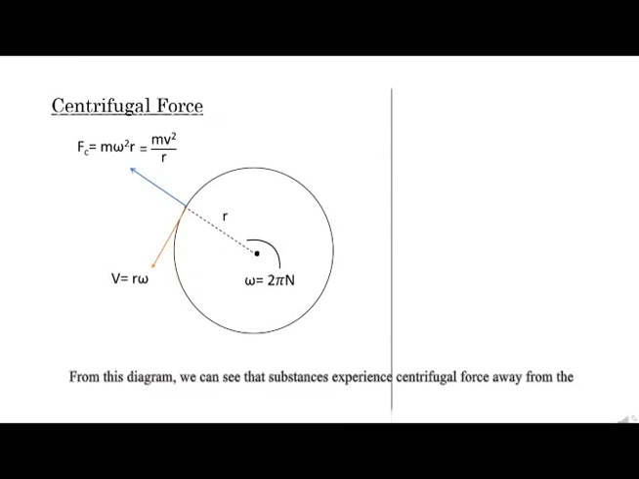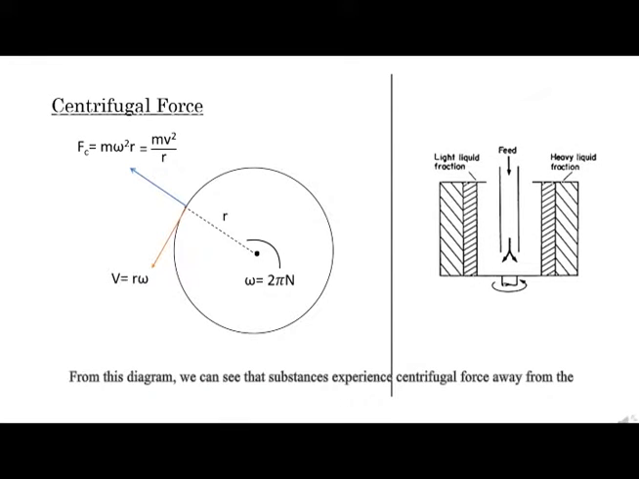From this diagram, we can see that substances experience centrifugal force away from the center, which forces the materials against the wall of the tube. Then, the components of the mixture get separated because denser particles fall to the bottom, while lighter ones go to the top.